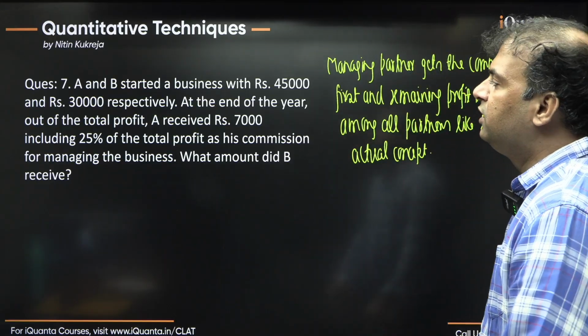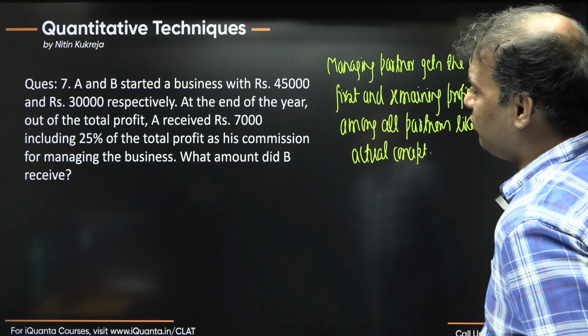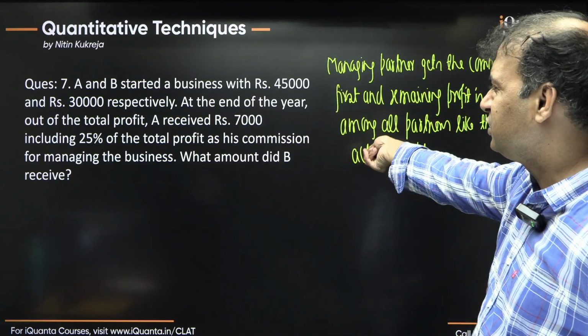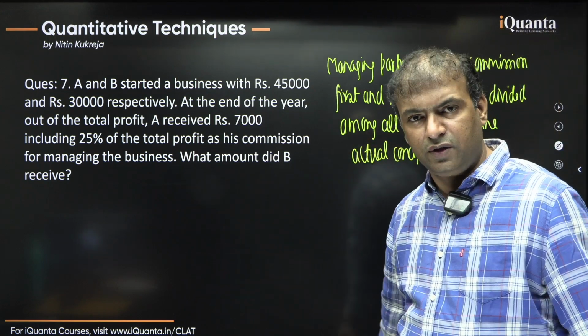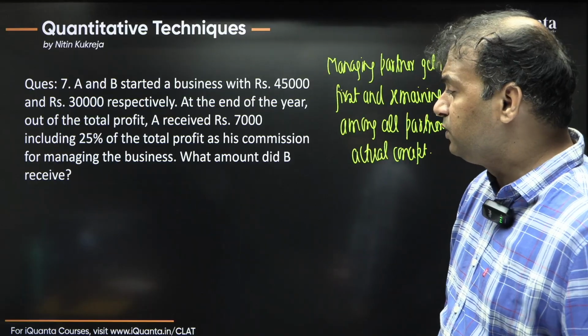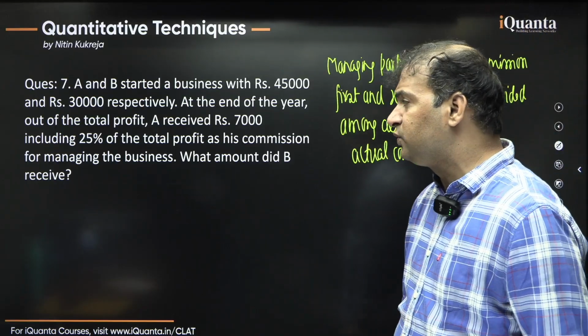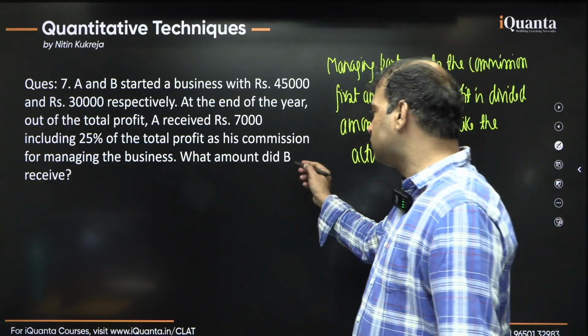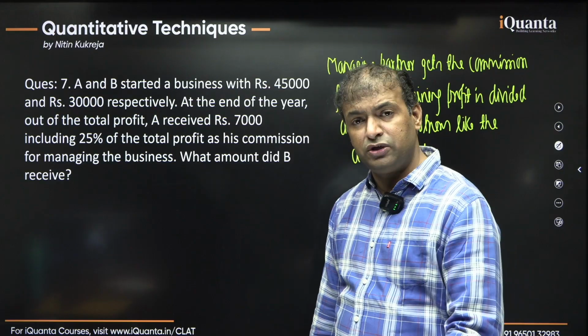Now, how do we solve this? The problem is that we do not know the total profit, right? We just know the profit which A receives by doing both the things. But we do not know the total profit. So with the help of this, guys, we can actually find out the total profit, and we can also find out the profit which B will receive as well. Let me show you how.